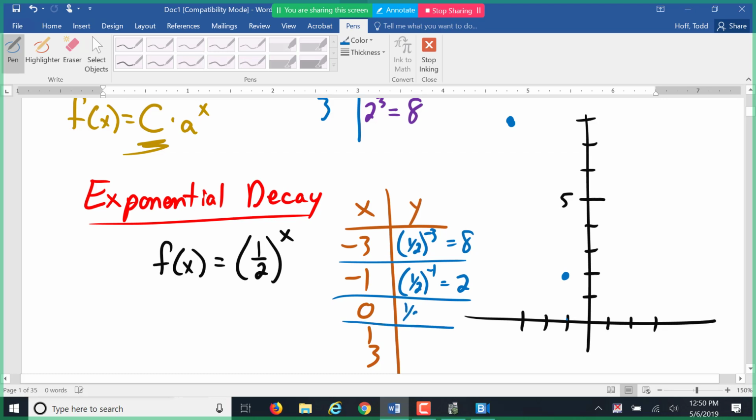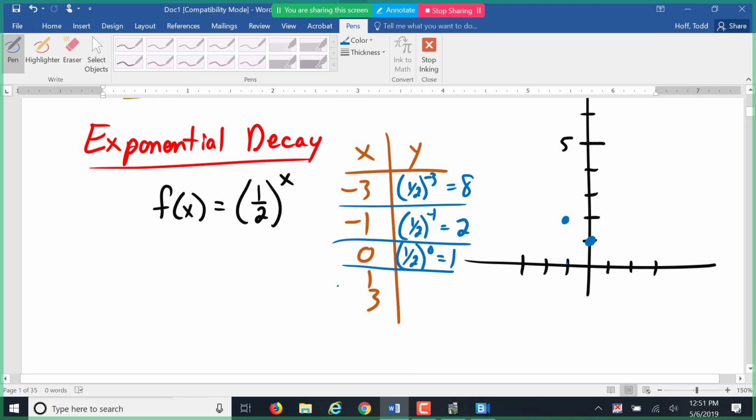If x is 0, 1/2 to the power of 0. Anything to the power of 0 is 1. If x is 1, 1/2 to the power of 1. Well, anything to the power of 1 is just itself, so that's 1/2. So 1, 1/2 is right there. If x is 3, 1/2 to the power of 3 is 0.125 or 1/8. So 3, 1/8 is right there.